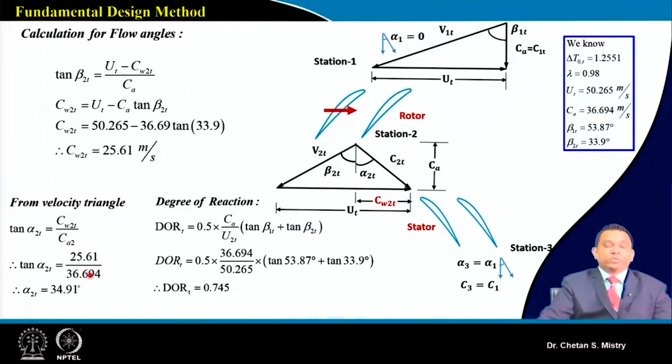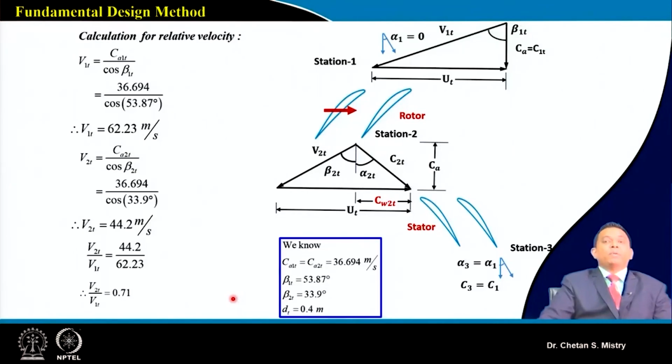Okay. Now, once this is known to us, we can do our calculation for degree of reaction, because my beta 1 at the tip is known, my beta 2 at the tip is known, my CA and U tip, they are known. So we can do our calculation for degree of reaction, and that's coming 0.74. Okay, so we can say now this is also coming in a reasonable range. Reasonable in the sense that at the tip we will never have this degree of reaction coming negative or say 0. So that's okay.